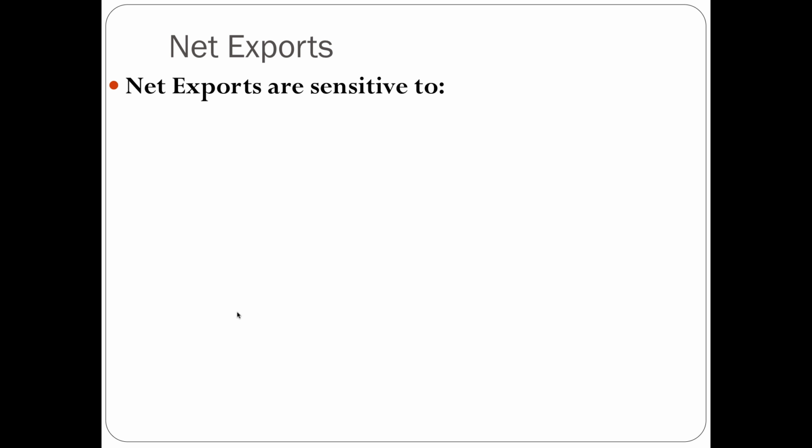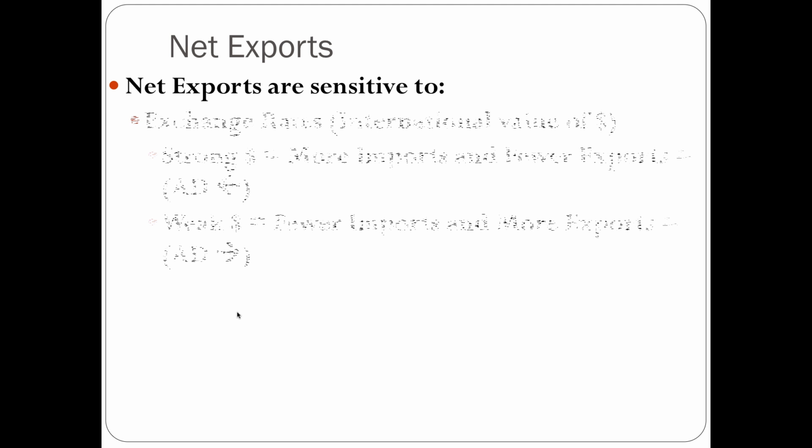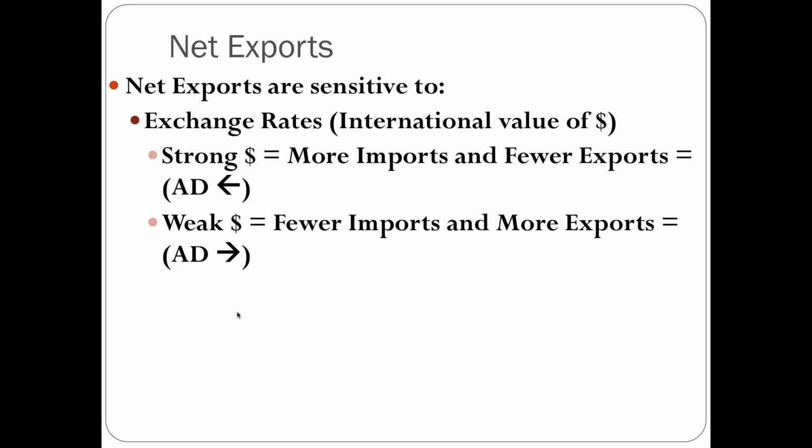Then the last determinant here of aggregate demand is net exports. Net exports are sensitive to various things. They're very sensitive to exchange rates, the international value of money. So if you have strong money, that's going to be more imports, fewer exports. Aggregate demand shifts to the left.